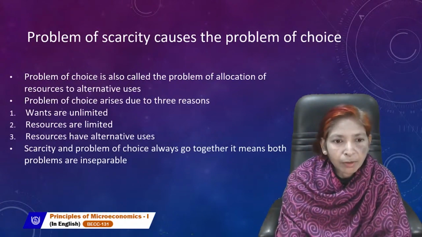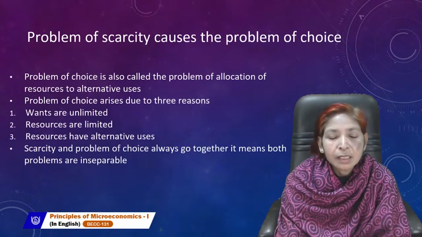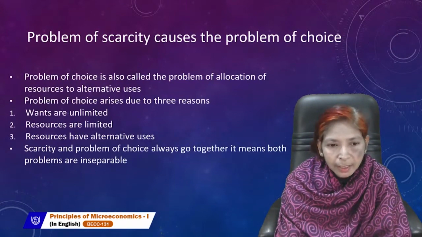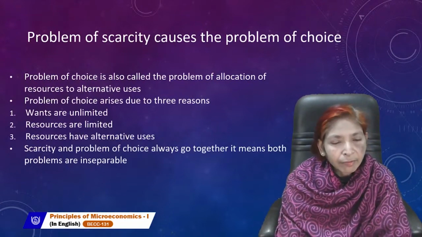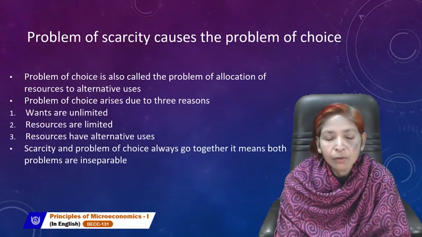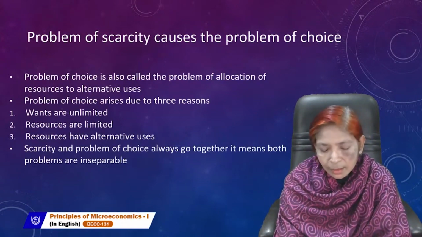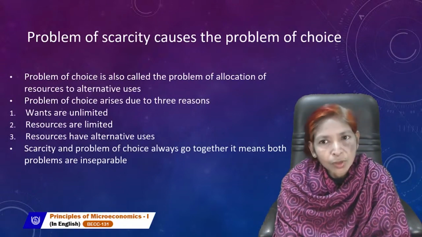Scarcity and the problem of choice always go together. It means these two problems are inseparable. You can't separate these two problems. If scarcity exists, then definitely the problem of choice always exists. If there is no scarcity, no problem of choice will arise. So scarcity creates the problem of choice.